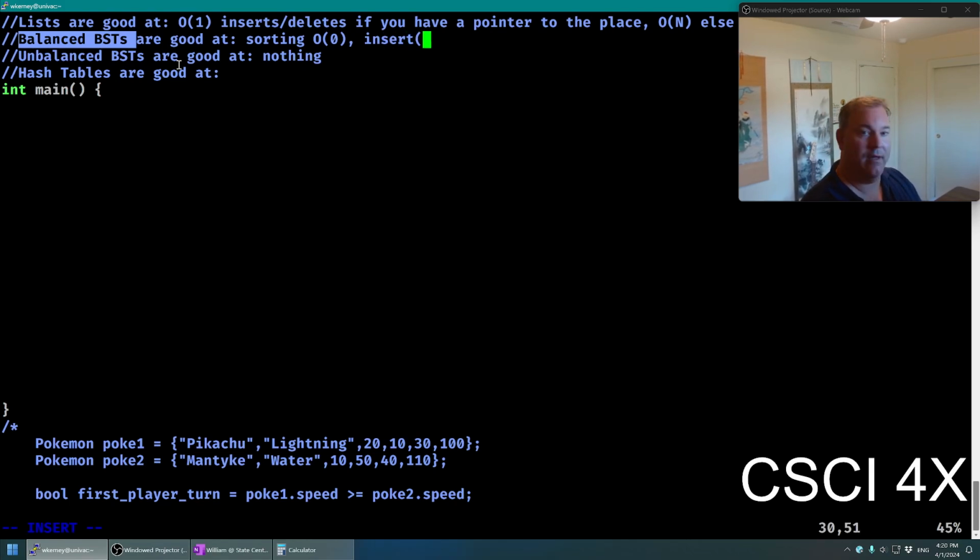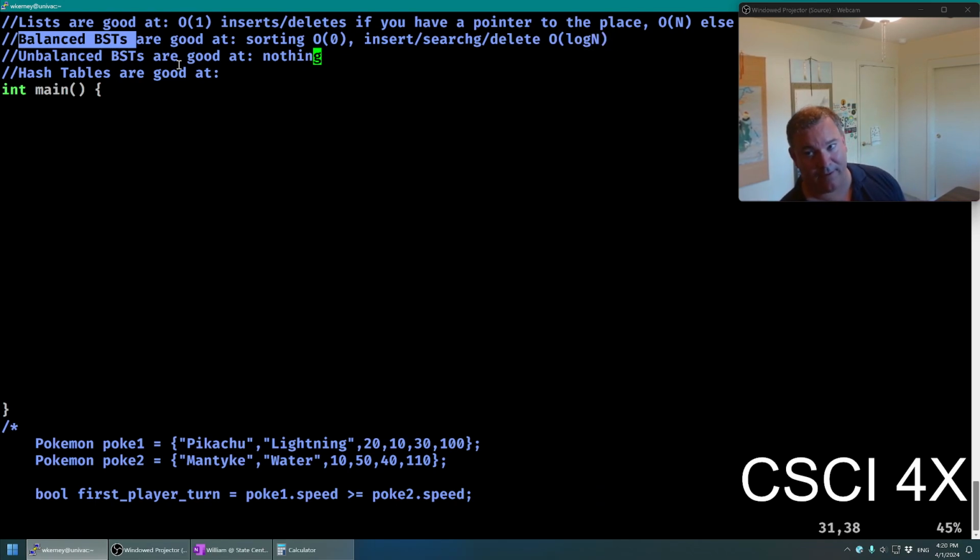Okay, insert, search, delete is order log n. A log n is actually really fast. A lot of people don't understand this.